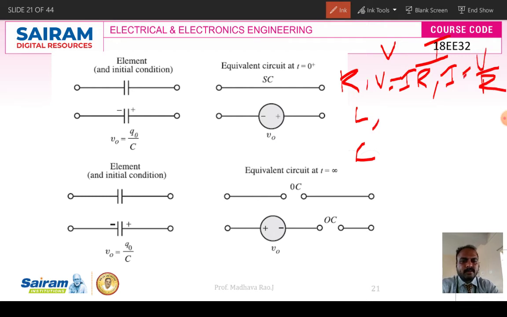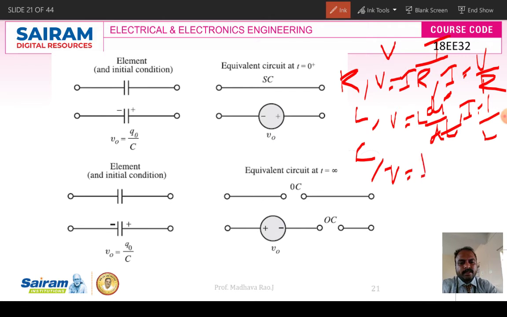For an inductor, V is equal to L di by dt, and current i is equal to 1 by L integral of v dt. For a capacitor, V is equal to 1 by C integral of i dt, and current i is equal to C into dV by dt.